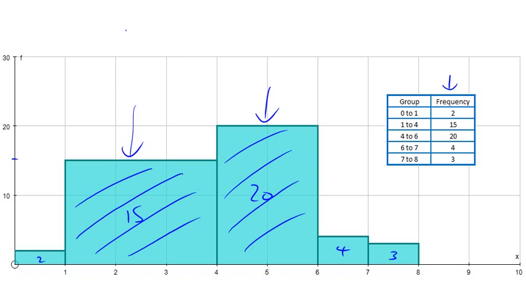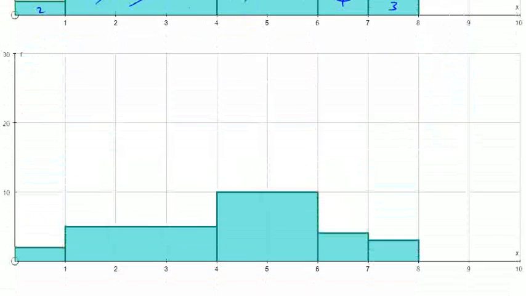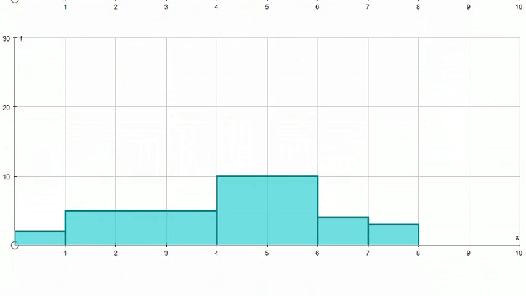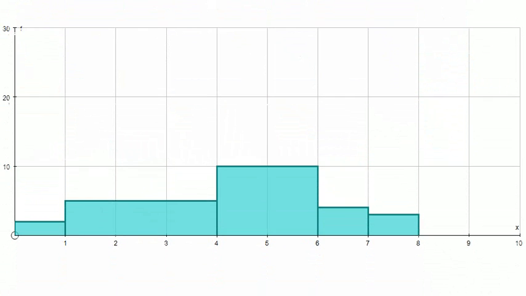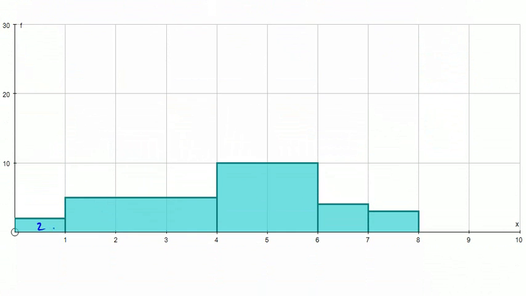Because in a histogram, the area of the bar is actually proportional to the number of things it's representing. So that's a condition of a histogram. Let's have a look at what a histogram would look like, and let's see if it actually does that. Okay, here we have a histogram where, again, as before, this represents 2, 4, 3, not a problem. This represents 15 and this represents 20. That looks quite reasonable.